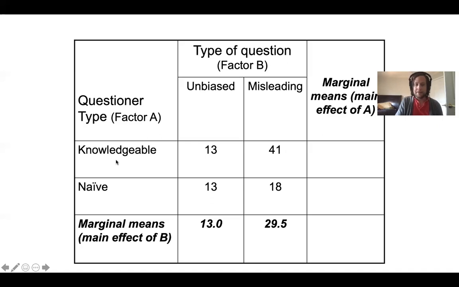Similarly here, for the main effect of factor B, we don't care about the person who is asking the question. We just care about the type of question itself. And so we just take the average of those two numbers together, which gives us this.